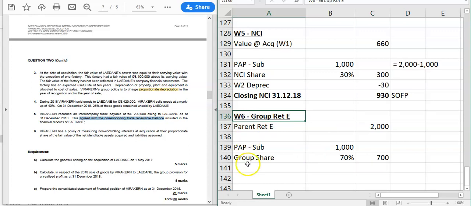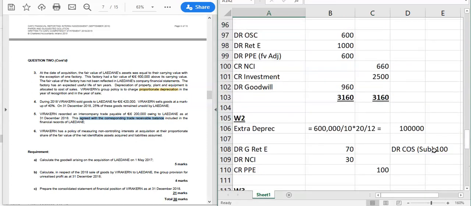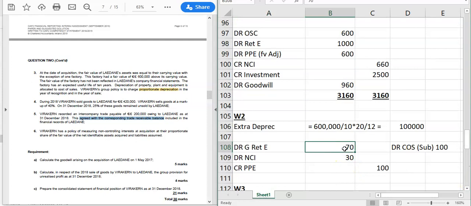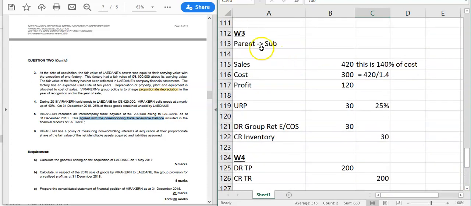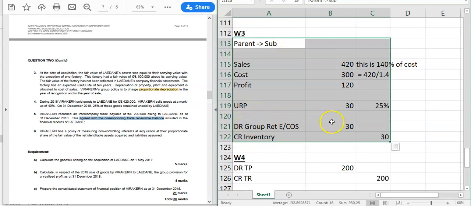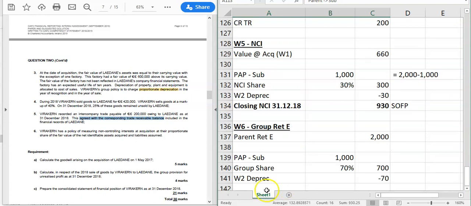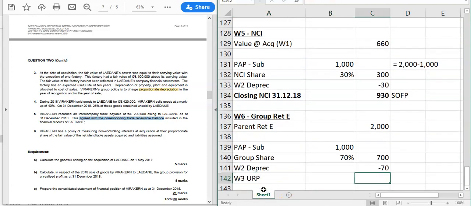Now you have to be careful because we also have working 2 depreciation. And we are getting hit with minus 70 because we debited group retained earnings here, 70%. You could also do it the other way and take off the 100 directly and take 70% of 900. 70% of 900 will also get you to the 630, the sum of those. Either way is fine. In addition to that, what we didn't have in the NCI is the unrealized profit. That was only debit retained earnings of the group because the parent was selling. That is going to be another minus 30, working 3 URP minus 30.